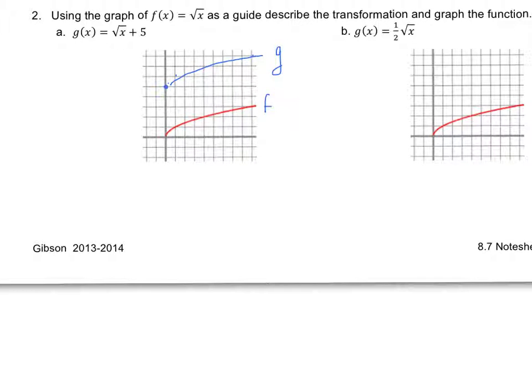When I look at this next one, b, we can see that g is f being vertically compressed by a factor of 1/2. So certainly 0, 0 would remain the same. We've got our f of x, our original function, and it's just being compressed by 1/2. So everything, we've got 0, 0, but then everything from that point on would be multiplied by 1/2. So it would look somewhat like that.